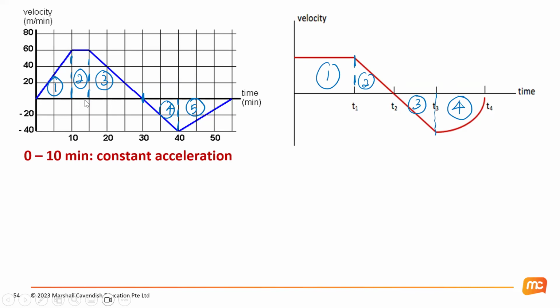From 10 to 15 minutes is the second segment. I'm going to have a 0 gradient, which means 0 acceleration. Means I'm not moving faster and faster. I'm having a constant velocity of 60 meters per second.